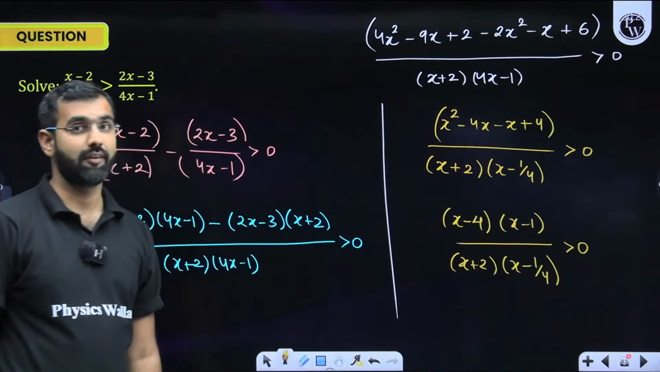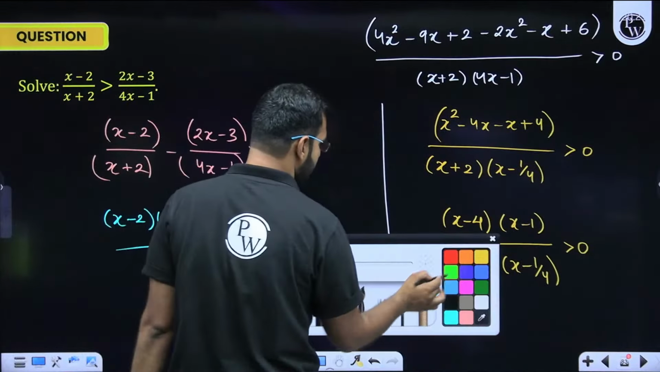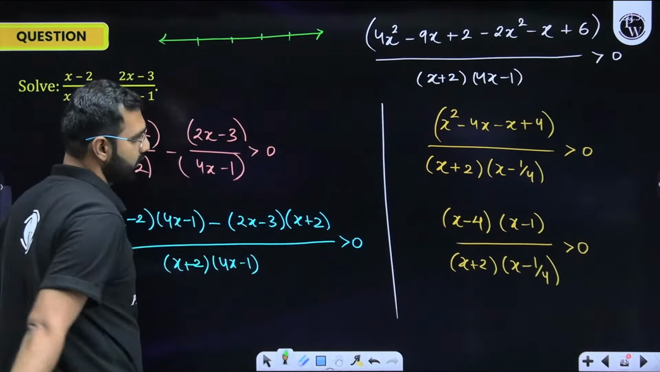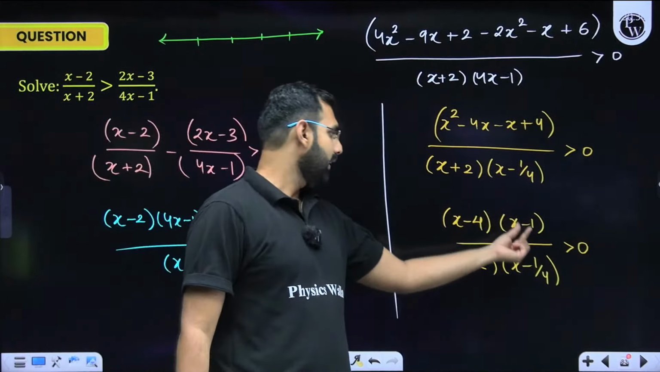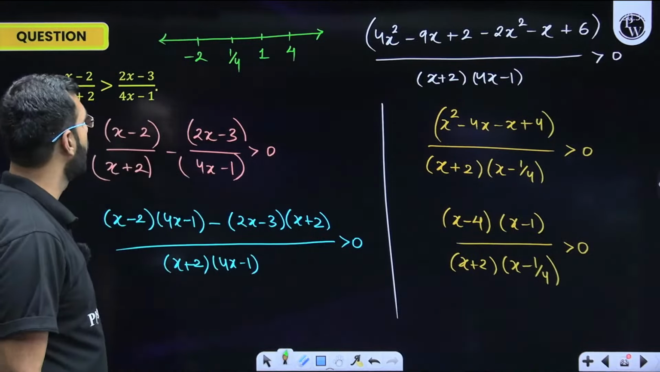Now can you not apply wavy curve? I hope you are comfortable with that. So when I now apply wavy curve, it's a matter of plotting these points. So 4 points are going to be there: 4, 1, 1/4 and minus 2. So minus 2 is the least, then you have 1/4, then you have 1, and then you have 4. Minus 2, 1/4, 1 and 4.